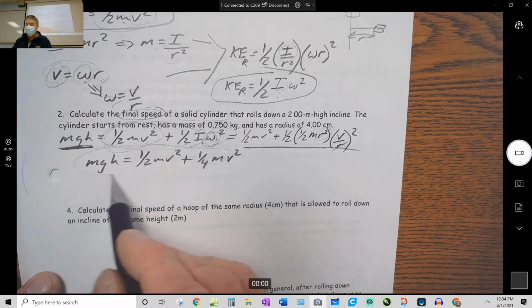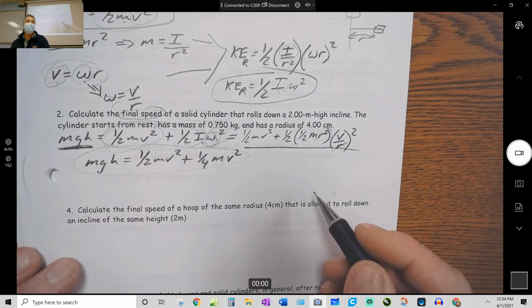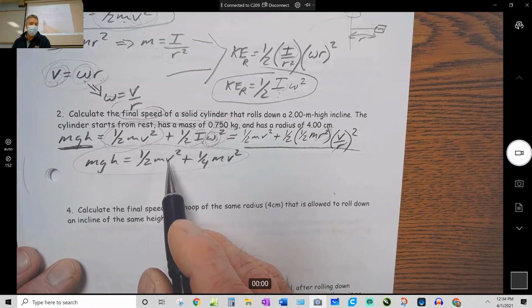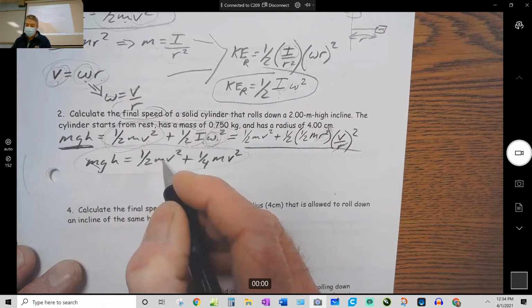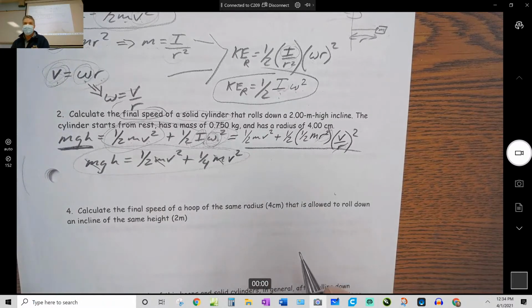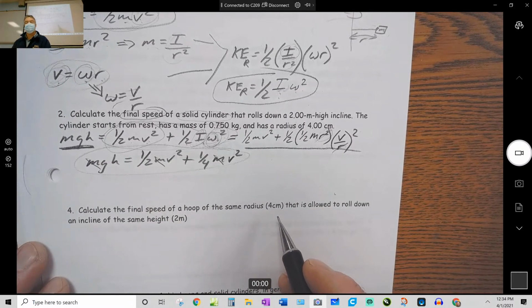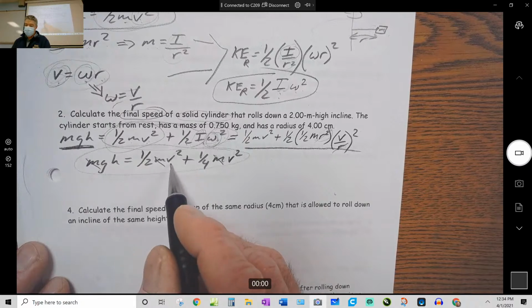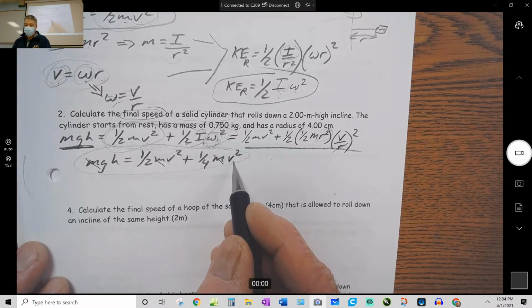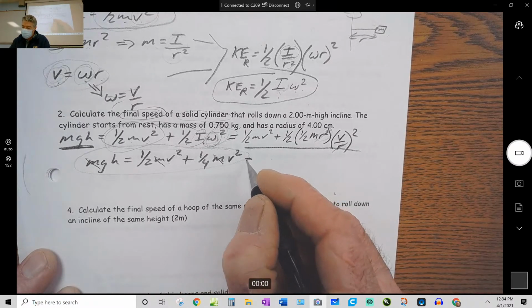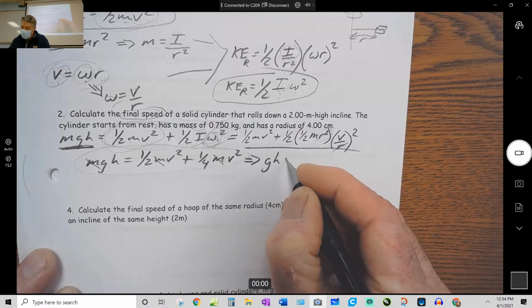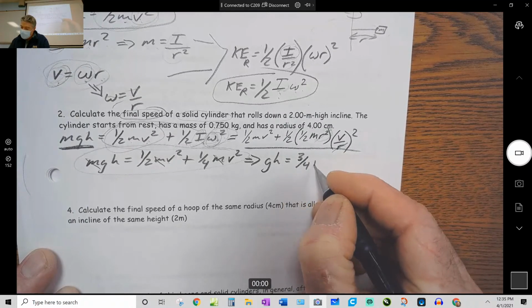So now that I've got this, what would an obvious thing to do be? I just want to simplify this before eventually I'm going to solve for v, but what's a smart thing to do next? Cross out m. Yeah, all the m's. I can divide both sides by m, so basically the m's go away. Then what? Combine their terms. Yeah, so I've got a 1/2 v squared, and I've got a 1/4 v squared. So this is just basically, let me write gh equals 3/4 v squared.